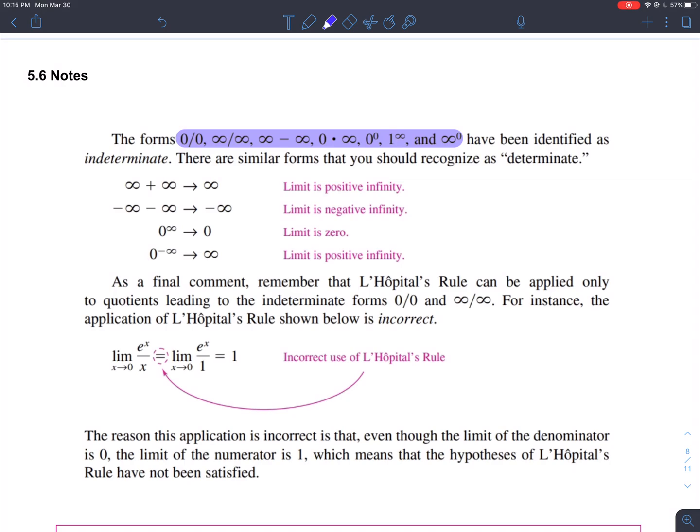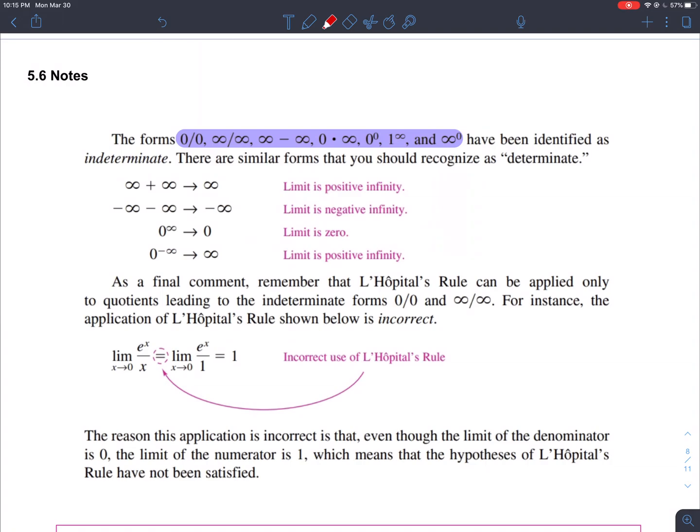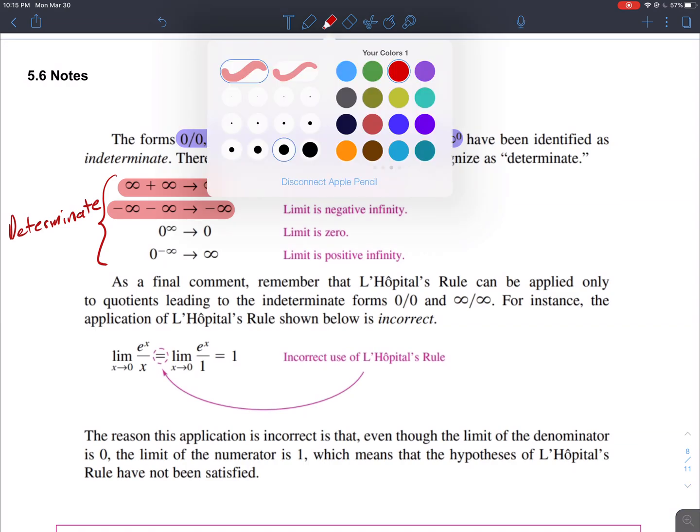There are other forms that are determinate, that are definitive, and they're listed here. These are determinate forms, meaning their answers are set in stone. Infinity plus infinity, that one's pretty obvious. Negative infinity minus infinity, that one's pretty obvious. That will approach negative infinity. The other two here are not so obvious, and I am not going to prove them.